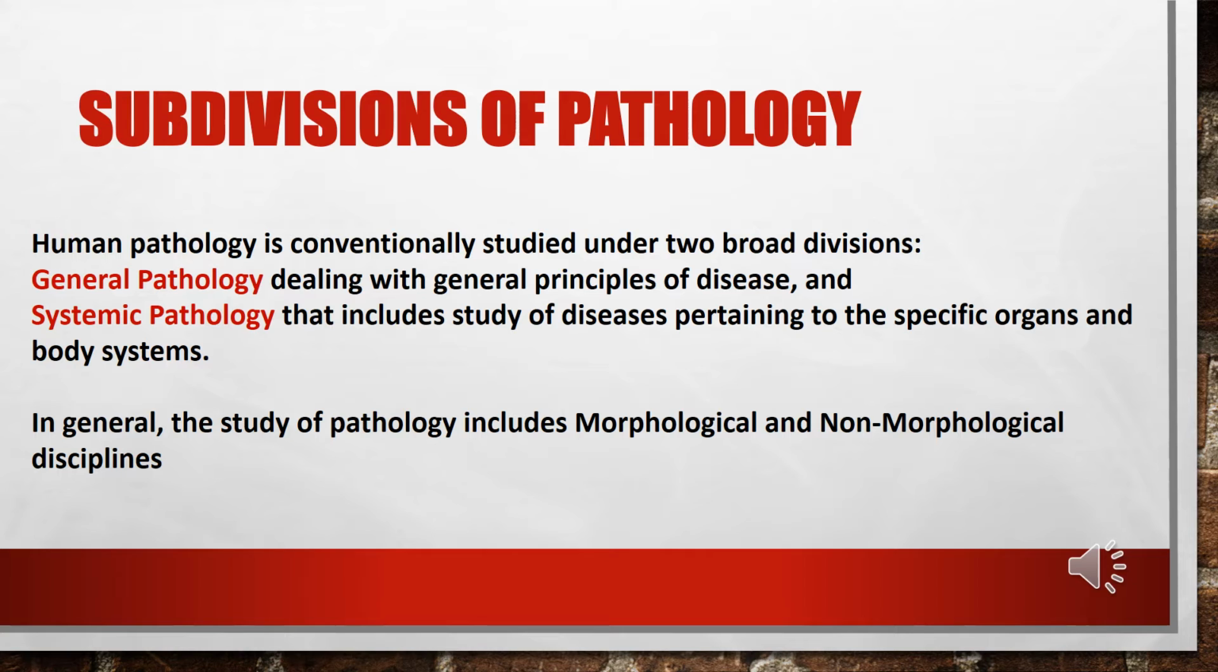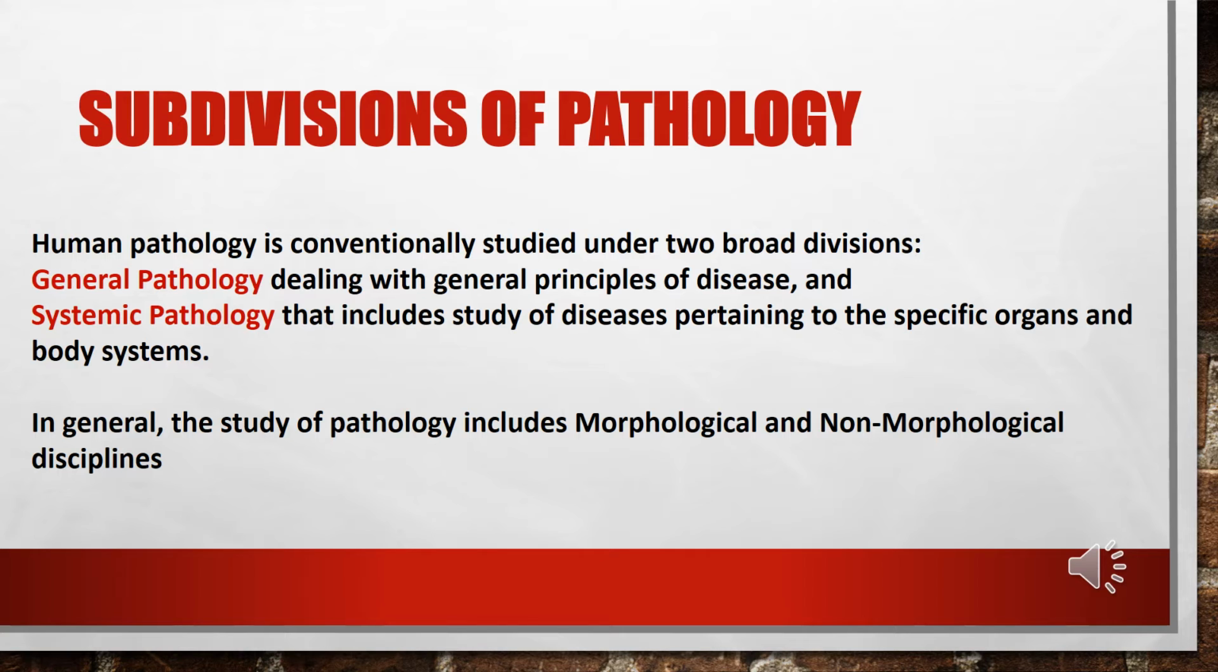The important one, subdivisions of pathology. Human pathology is conventionally studied under two broad categories or divisions. The one is general pathology, which deals with general principles of disease, and the other is systemic pathology, which includes the study of diseases pertaining to specific organs and body systems. In general, the study of pathology includes morphological disciplines, which are either gross examination or microscopic examination, and non-morphological disciplines.